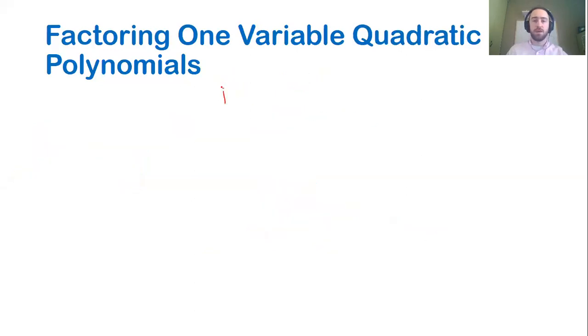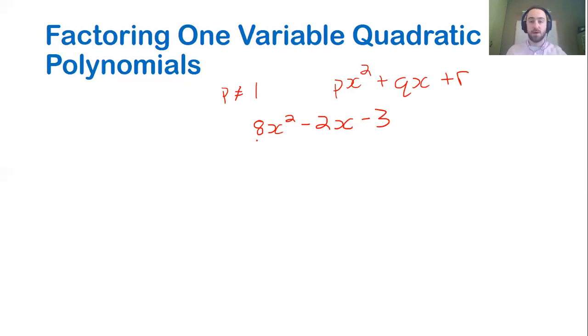So what if p does not equal 1? What if p does not equal 1 in our general form of px squared plus qx plus r? Same exact rules apply. It's just a bit more difficult as you have more factors of your first term. So let's go ahead and try one. 8x squared minus 2x minus 3. So again, we're going to do the exact same thing. We're going to write down all our factors of our first term.